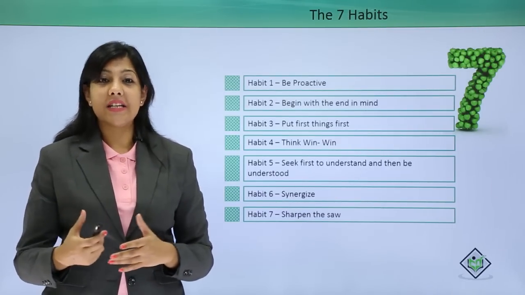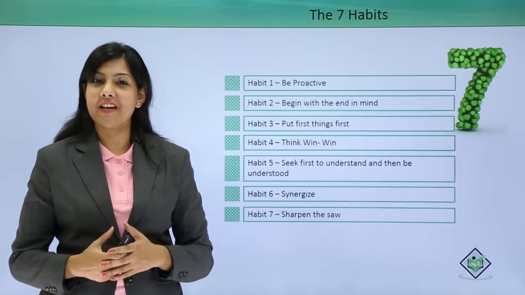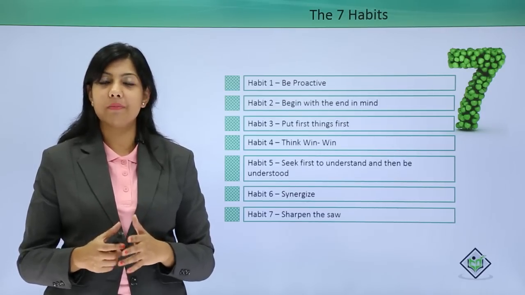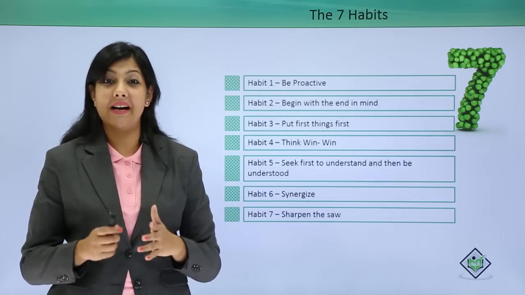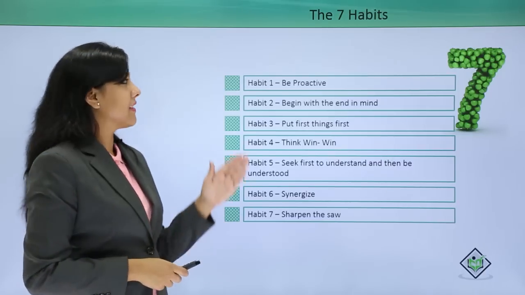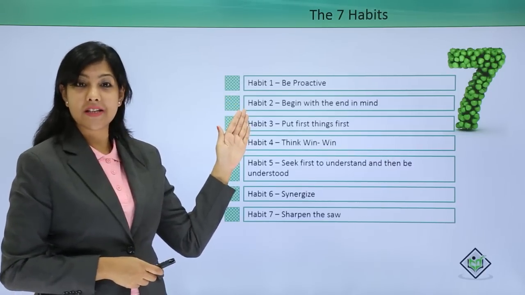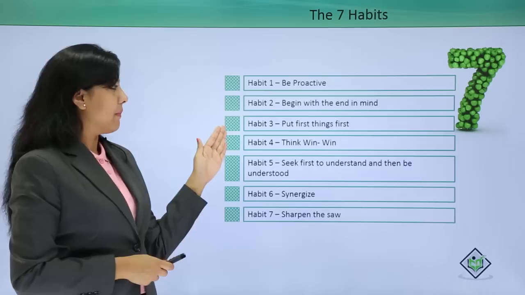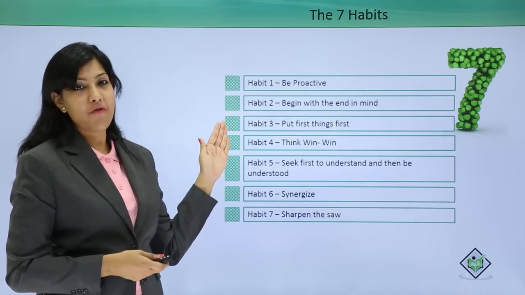We are now getting introduced to the 7 habits of highly effective people, and I would urge all of you to pay attention to this particular slide because it is the most important one in our module today. Our 7 habits are: habit number 1, be proactive. Habit number 2, begin with the end in mind. Habit number 3, put first things first.